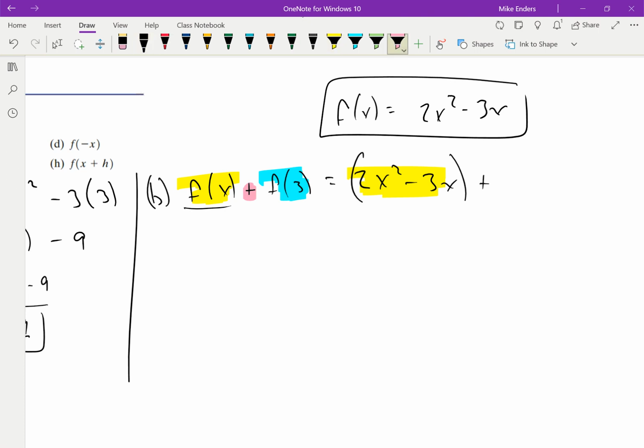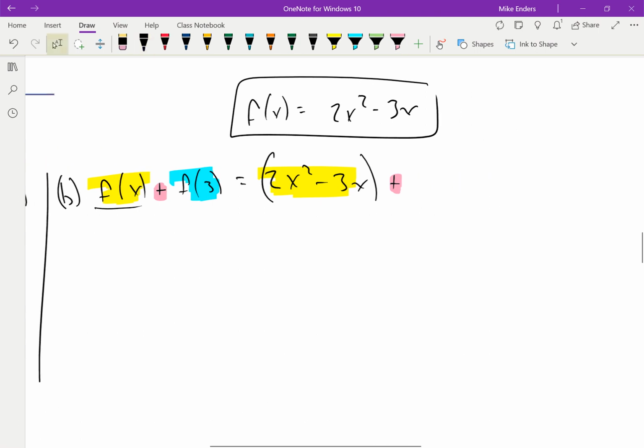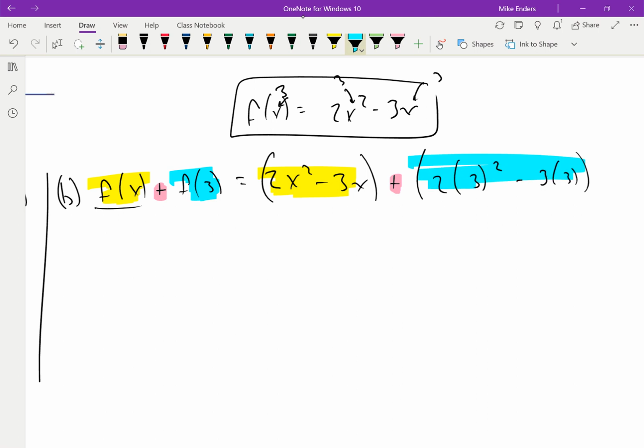Then I want to add, okay, so that was that add piece. And then I want to go ahead f of 3. So now I'm going to do the f of x function, but I'm going to plug 3 in here for x. That means I'm going to plug 3 in here for x and 3 in there for x. So I've got 2 times 3 squared minus 3 times 3. And let's see, I used that blue for that piece. So there's that component. So we see where we're getting all of these parts and pieces.